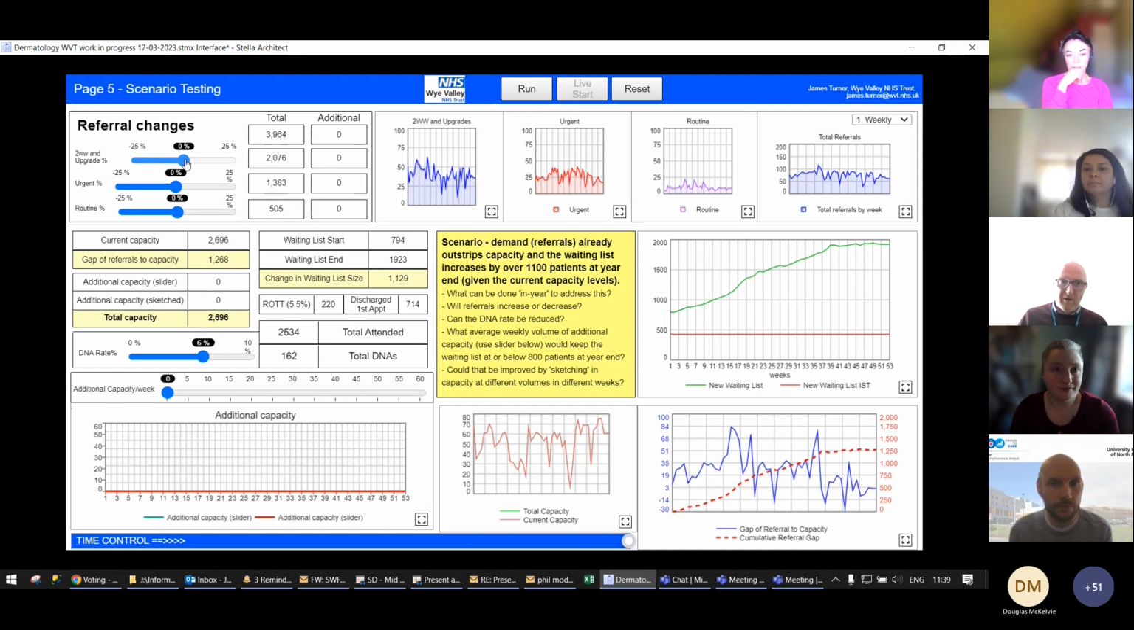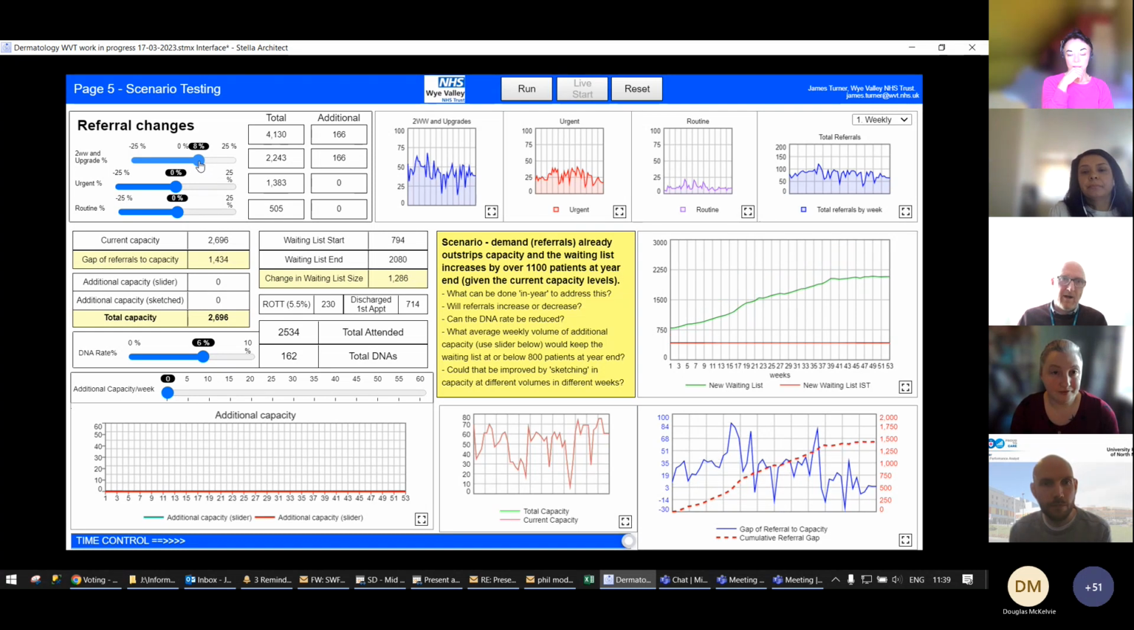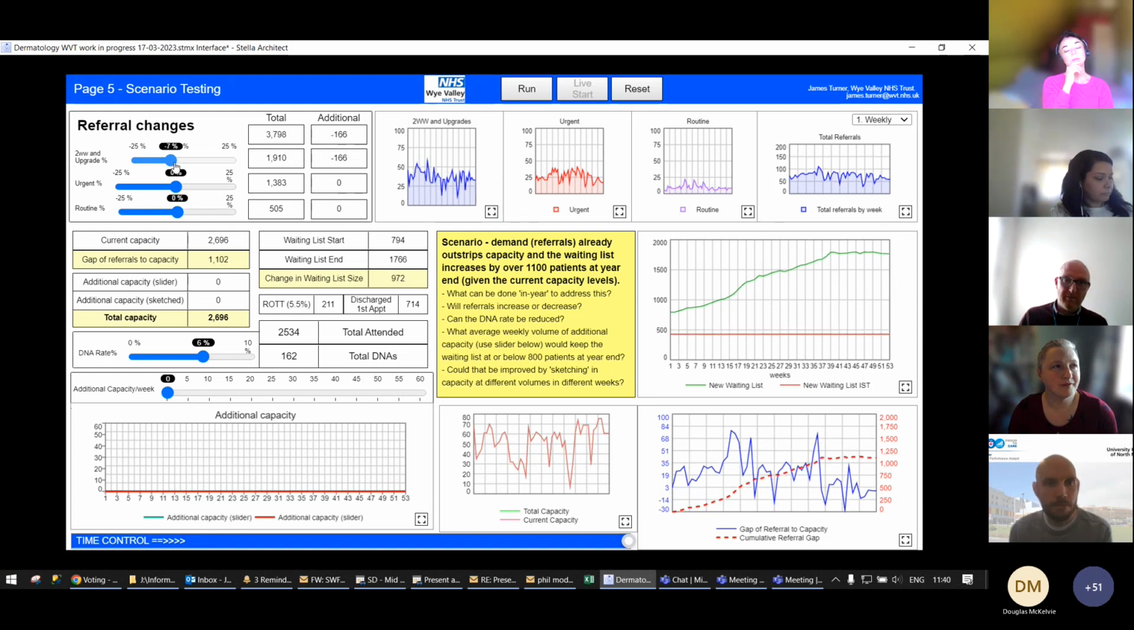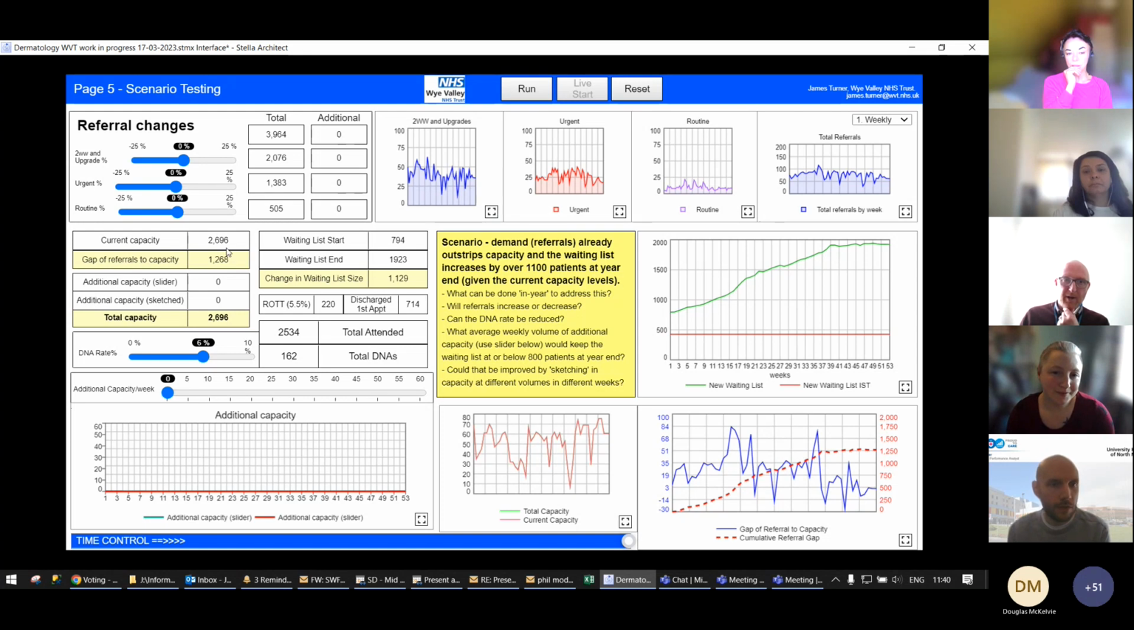So as part of a training tool, effectively, if we increased our 2-week wait referrals by 8%, or another 166 patients, it will increase our waiting list size at year end. So we get people to understand what happens. We'll put it on a sheet, I guess, really, so we'll give them numbers to work with. Going back through these other numbers, we know what our current capacity is, which was 2,600. So we've got a gap of nearly 1,300 patients, and our referrals grow. Waiting list grows from 800 to something like 1,900, grows by 1,100 patients.